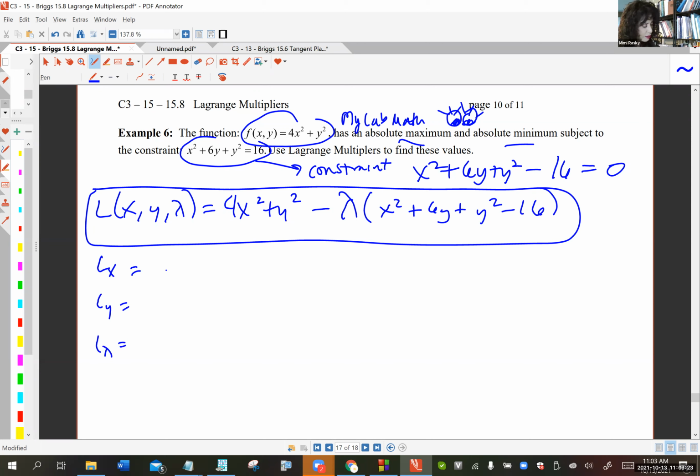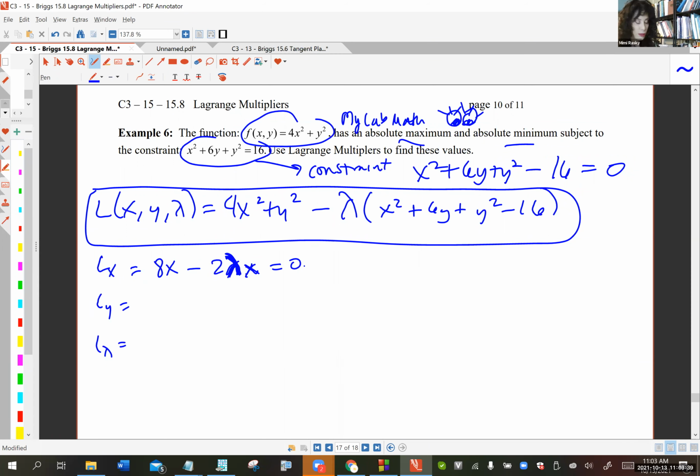Yay. What do we got? Okay, 8x minus, and then that looks like it's going to be 2 lambda x. Oh, my lambda is starting to look like an x. Not good. 2 lambda x. And of course, we'll set it equal to 0.